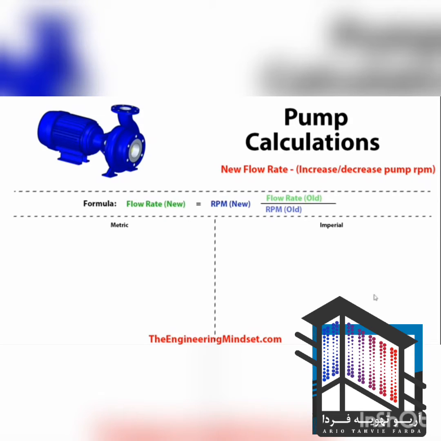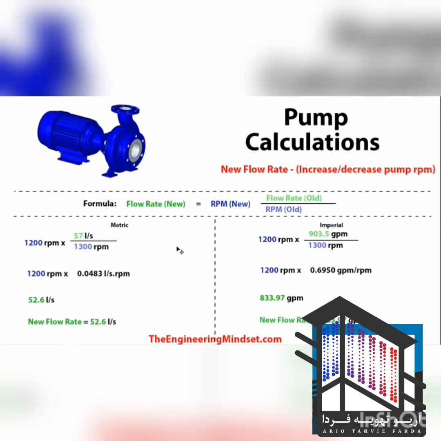So for this calculation, we're going to find out what the new flow rate would be if we were to increase or decrease the pump revolutions per minute. And to do that, we're going to use this formula here. So the new flow rate is equal to the new revolutions per minute multiplied by the division of the old flow rate divided by the RPM of the old system.